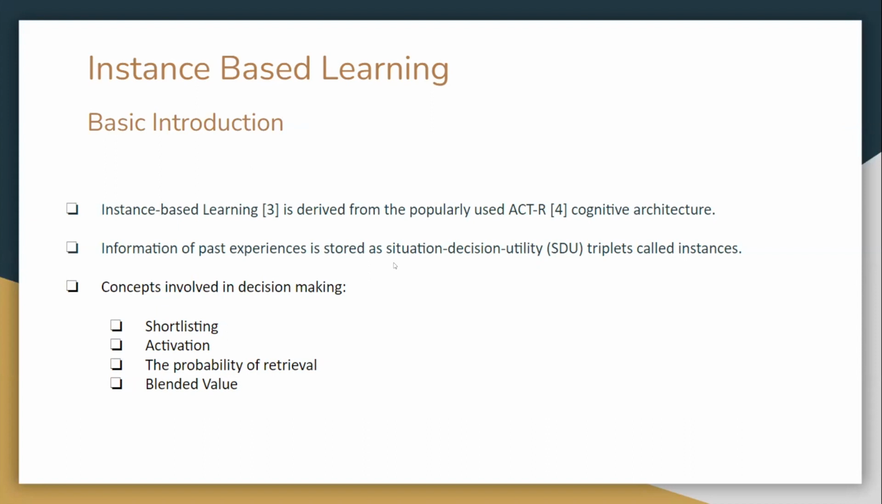So one experience of the human player, the human data, contains the situation, the vector of four parameters about the cart pole, the decision the player made, and the goodness, the reward the player obtained after taking that action. And the decision making in IBL is actually based on these four pillars: shortlisting, activation, probability of retrieval, and blended value. Now, for shortlisting, let me give you an example.